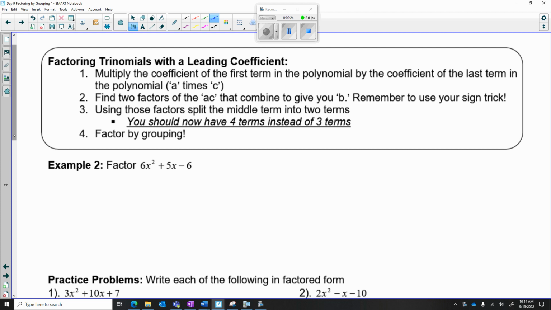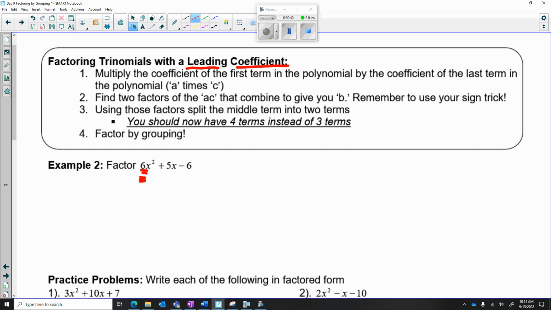We did the 4 terms and we even did the 6 terms with grouping, but now we're going to build on it by looking at if we have what we call a leading coefficient. A leading coefficient means that the term in the front, which in this case, if you look at example 2 down here, it has a 6. That number is not a 1.